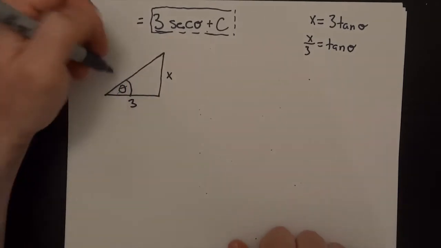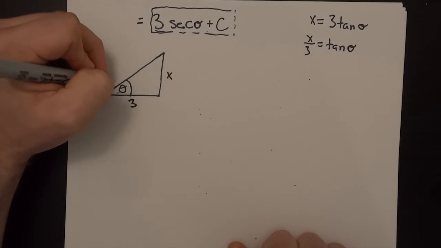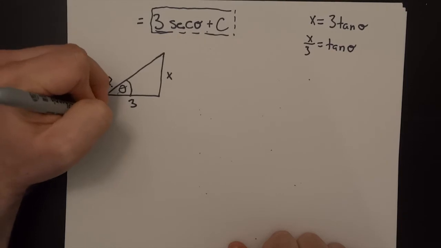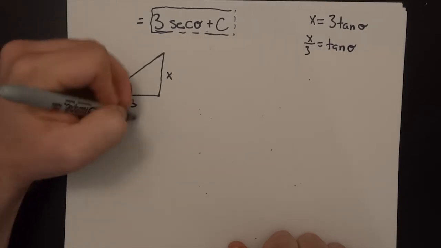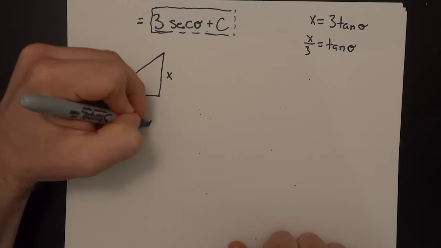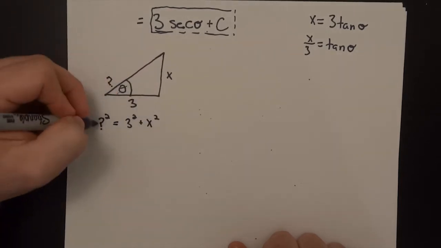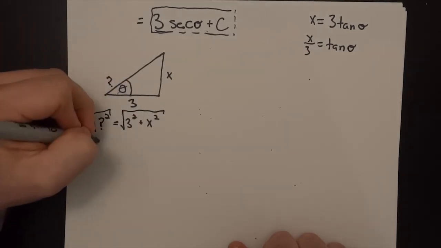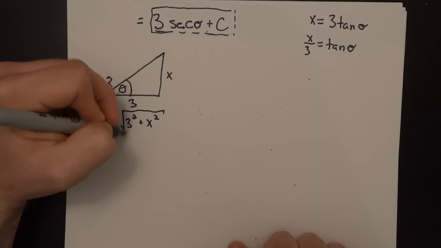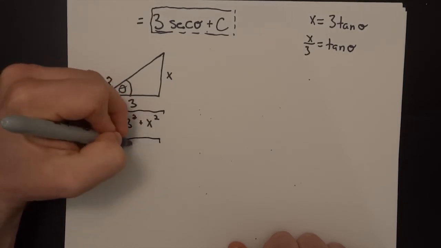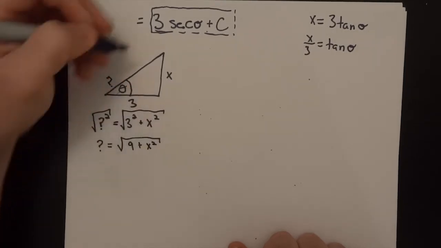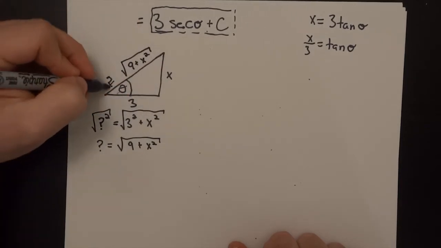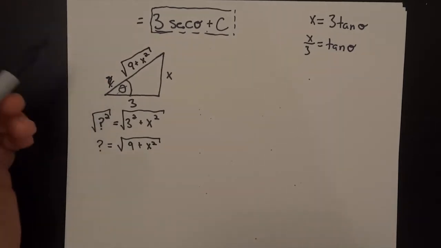So to come up with a hypotenuse, you would use Pythagorean, and so let's say this is, I don't know, just question mark, right? Question mark squared equals 3 squared plus x squared, and then you would just take the square root of this, and you'd say that equals the square root of 9 plus x squared. So this is just the square root of 9 plus x squared, and you can get rid of that. So that's what you're going to do every time, basically.